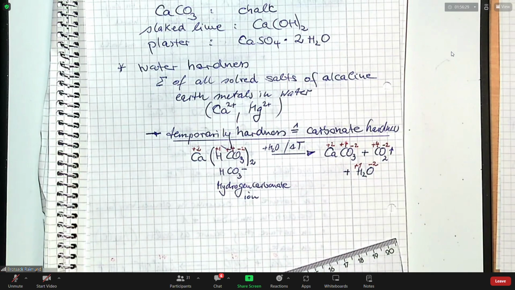So now have a look at this. Is that a redox reaction? Have a look at the overall equation. Is there a redox process?